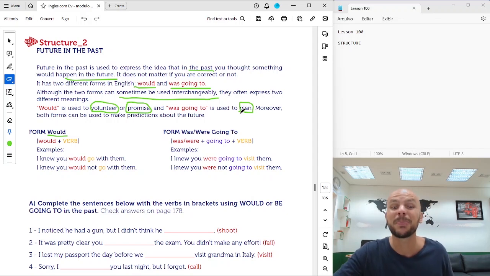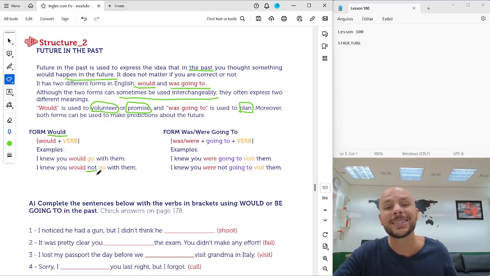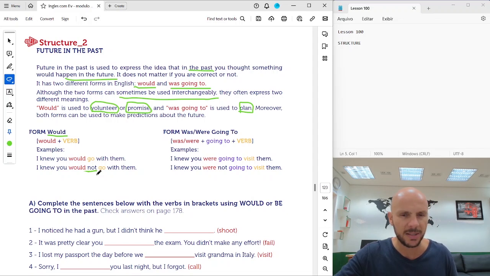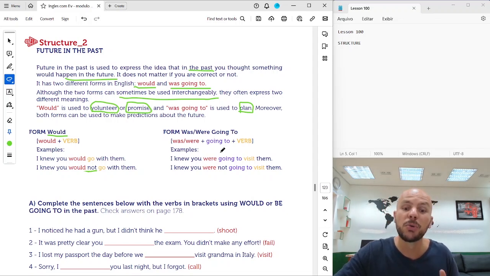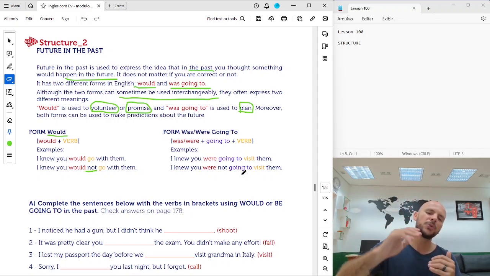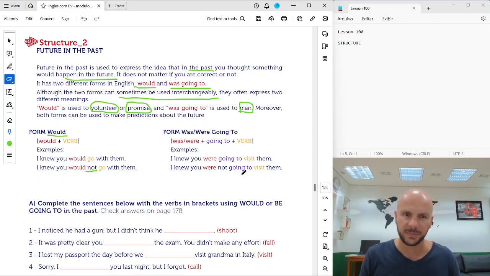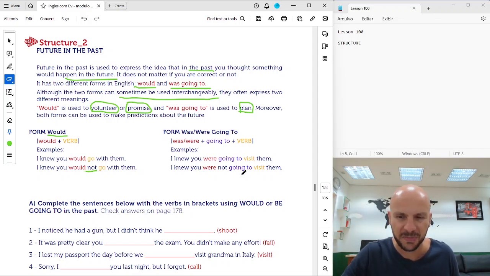I'm talking about plans. Example: I knew you would go with them. Negative: I knew you would not, or you wouldn't, go with them. Easy, right? Was going to or were going to. I knew you were going to visit them. Planned. I knew you were not going to visit them, okay? I knew you would go with them, okay? I knew in the past you would go with them in the future, okay?